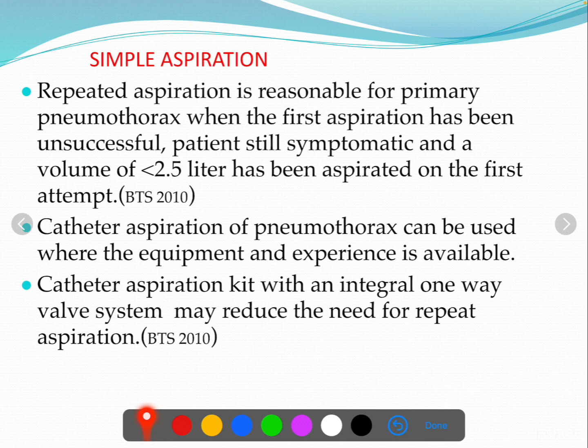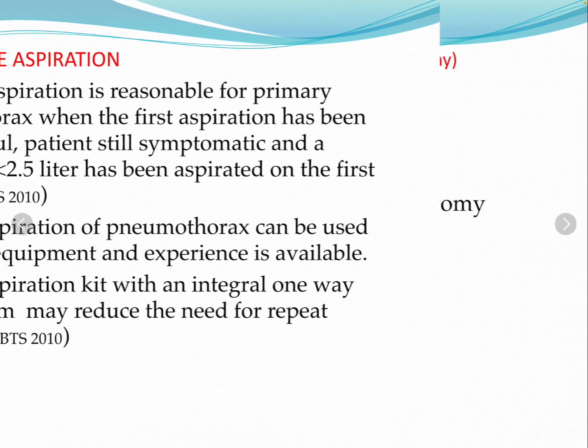Catheter aspiration of pneumothorax can be used where equipment and experience are available. A catheter aspiration kit with an integral one-way valve system may reduce the need for repeated aspiration. So we can put a catheter, and obviously it will reduce the need for repeat aspiration.